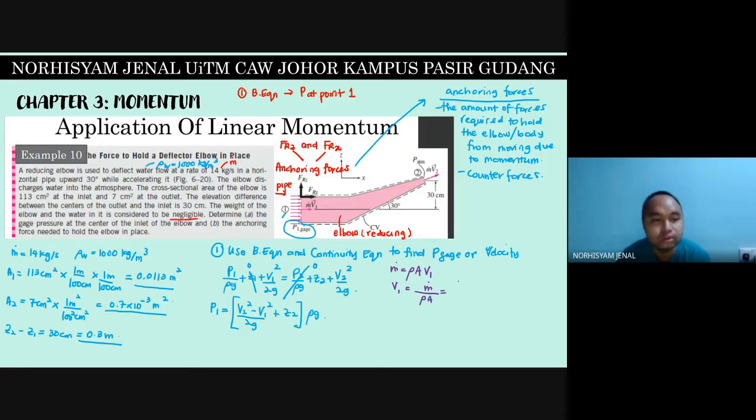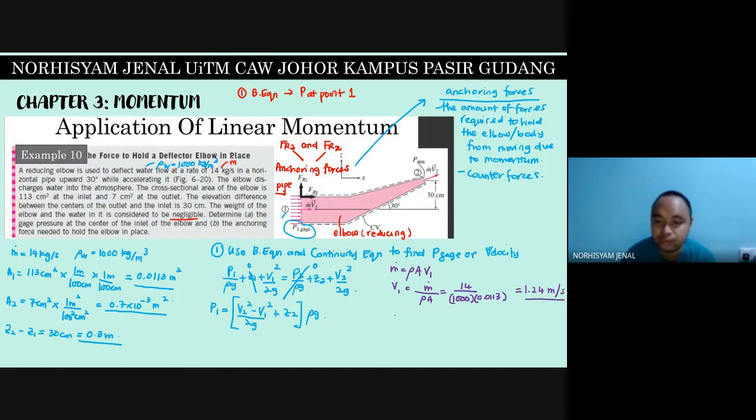So equals to 14, 1000. The area is given here, 0.0113. So V1 is equal to 1.239. Okay, so 1.24 meter per second.